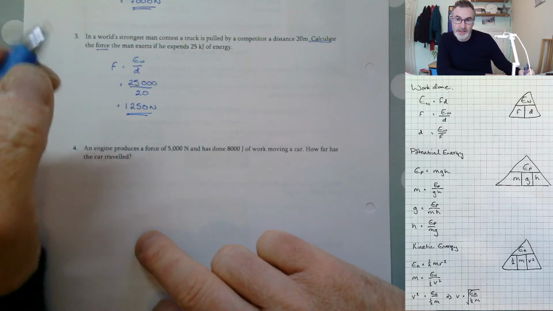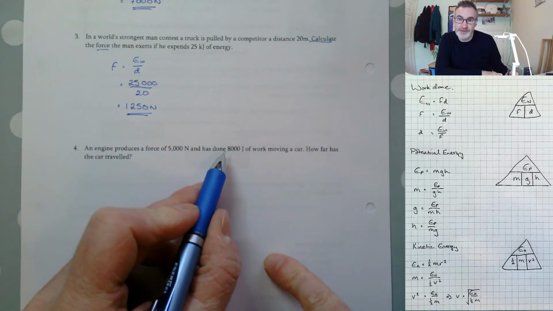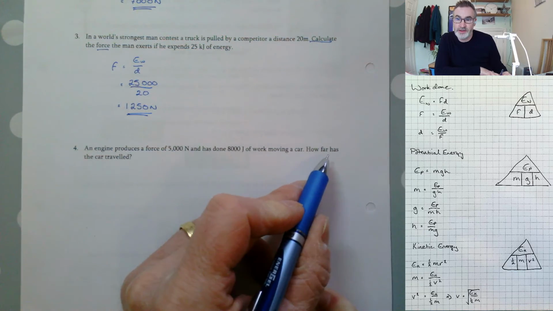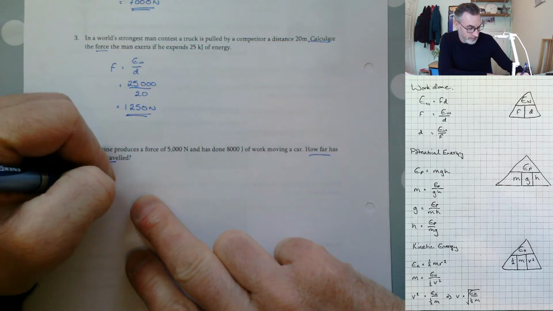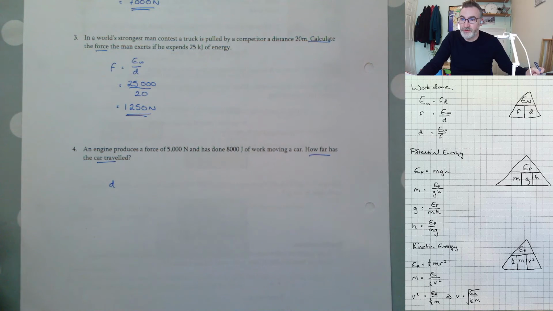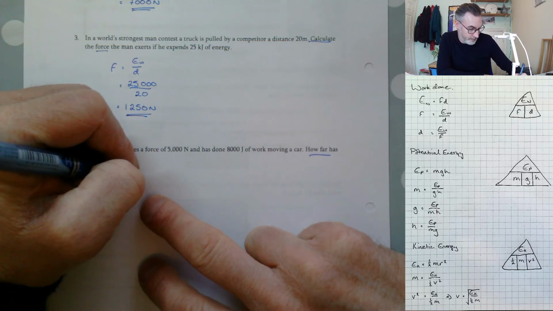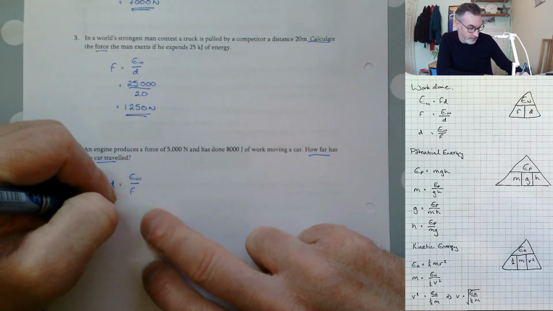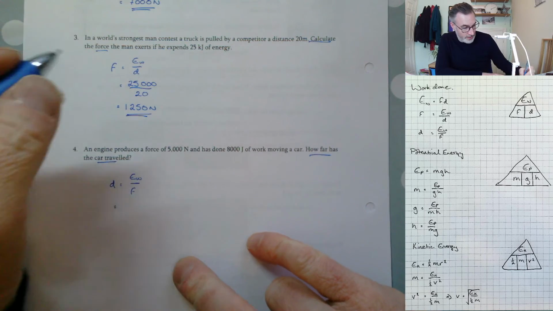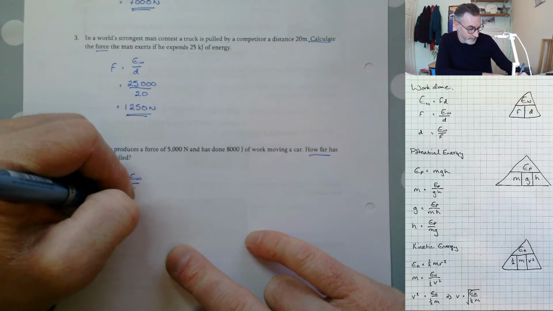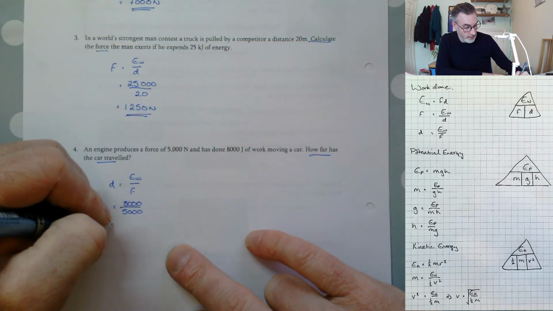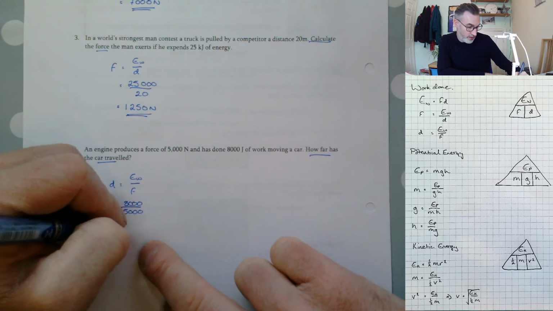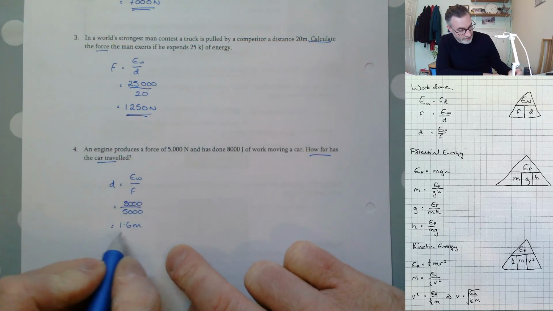Okay. Finally, an engine produces a force of 5,000 newtons and has done 8,000 joules of work. How far has the car travelled? So calculate distance. Again, we can look at our formulas here. Distance is work done over force. Which is going to be 8,000 divided by 5,000. And that's going to leave us with 1.6 meters.